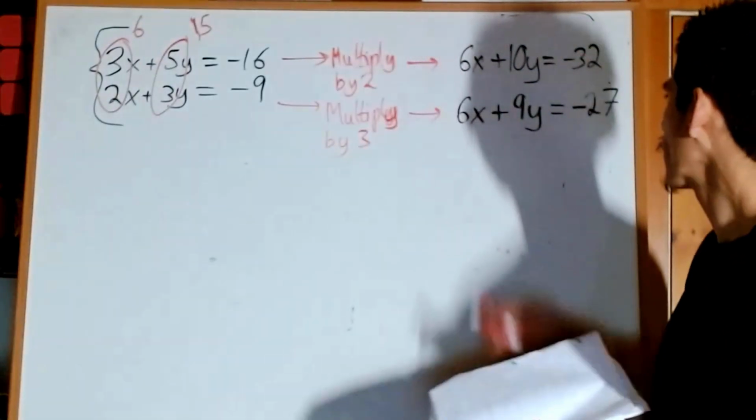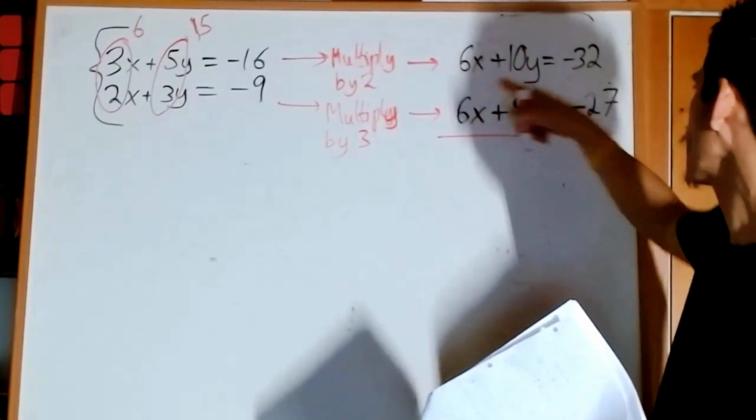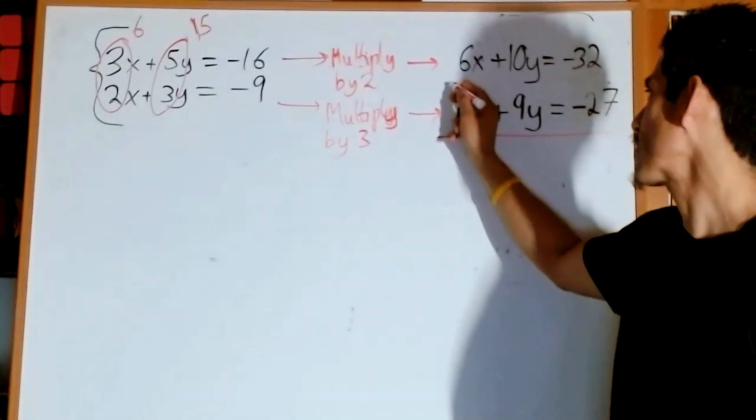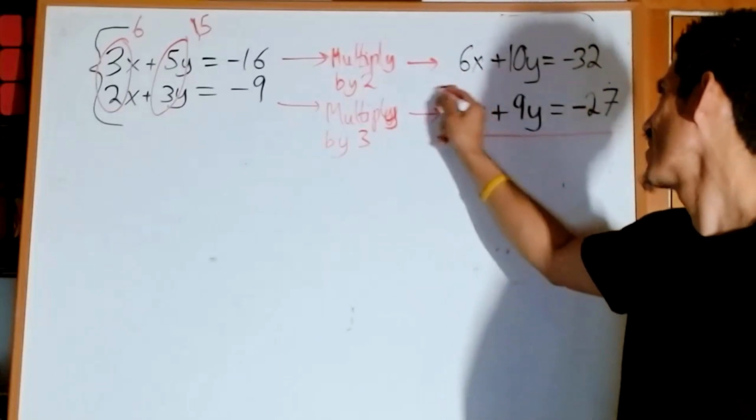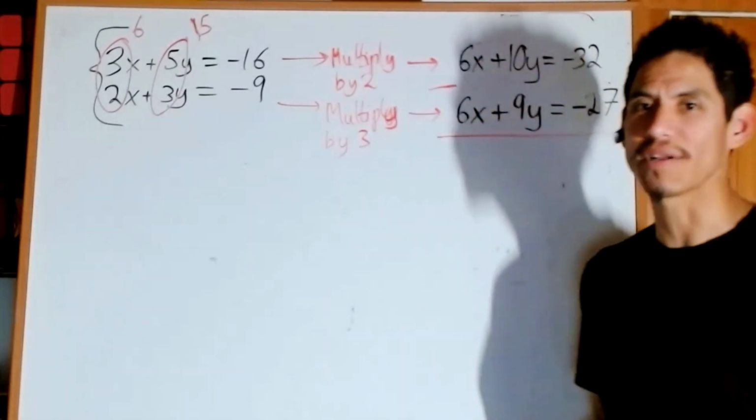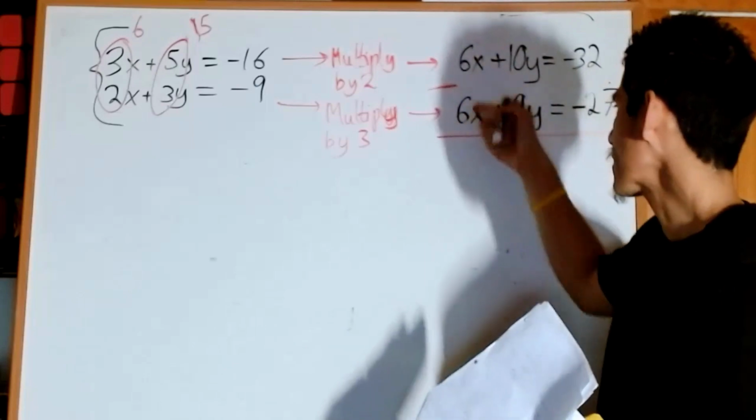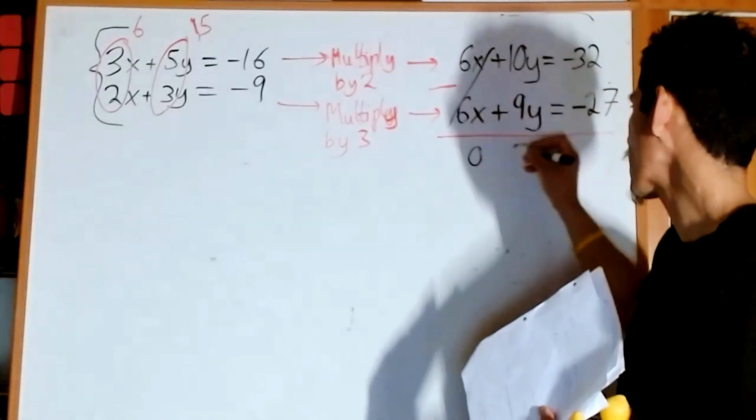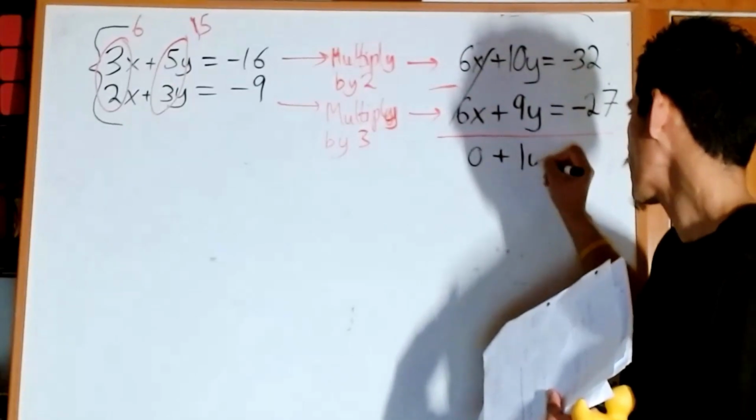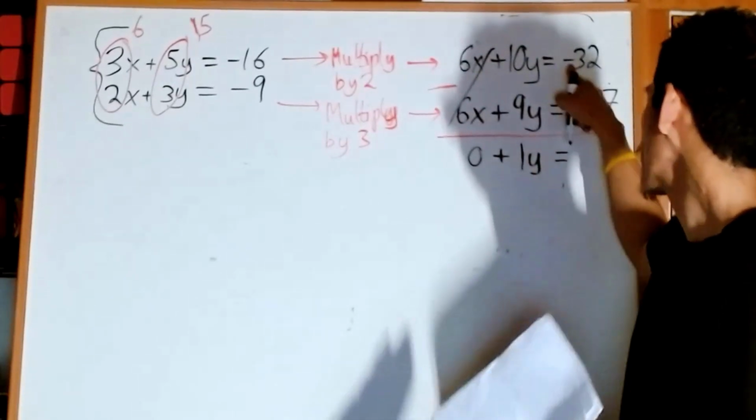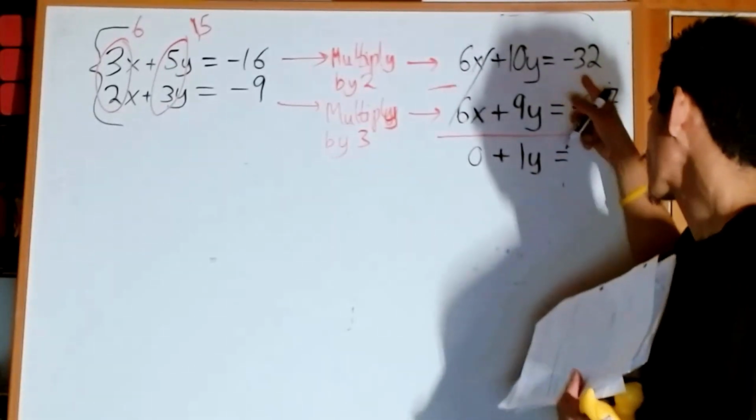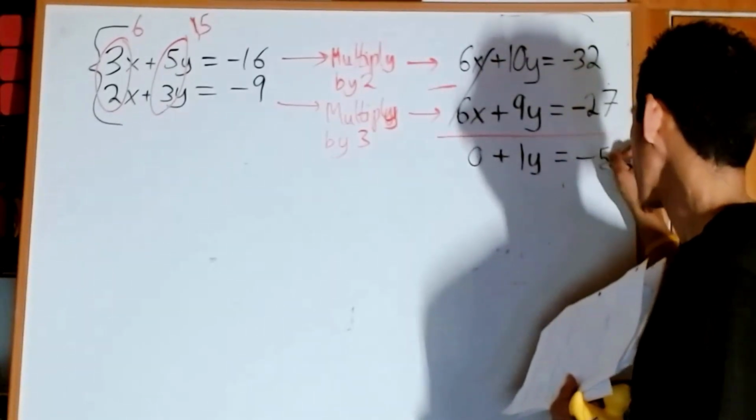Okay, now we can see that the 6x's cancel each other out by just subtracting the top equation minus the bottom. So we're going to have 6x minus 6x, we'll just get 0 there. 10y minus 9y will just be 1y, or just y. And negative 32 minus negative 27. So that's like negative 32 plus 27 essentially, and we'll get negative 5.